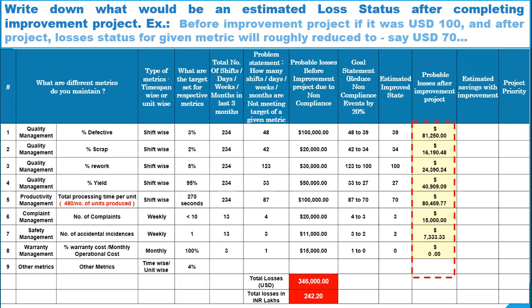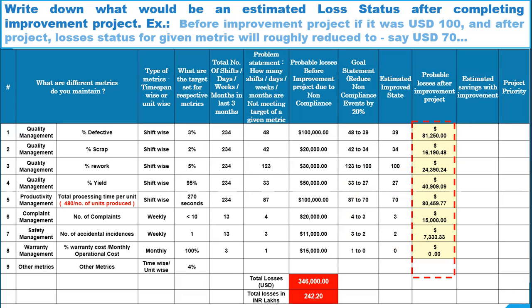So let me read out that point. Write down what would be an estimated loss status after completing the improvement project. And I'll give an example as well. Before the improvement project, if your losses are around USD 100, this is just an example, and after the project, losses for a given metric will roughly reduce to say USD 70.